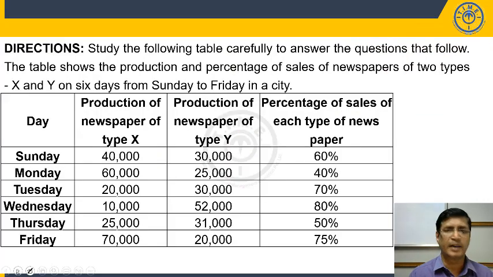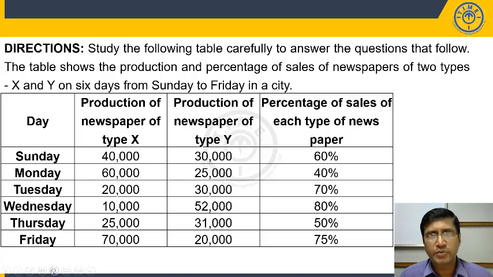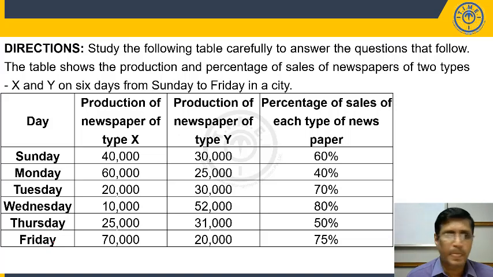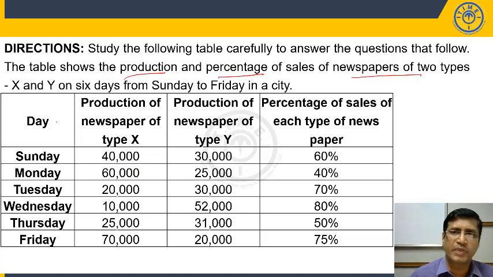Look at the next example on the screen. Here is a question based on data interpretation. The type is a table. Table is given. We just need to read the directions given here as well as the information given, and we need to answer the questions based on the data given in the table. Okay, so what is given here? The production and the percentage of sales of the newspapers of the two types X and Y in 6 days from Sunday to Friday in a city.